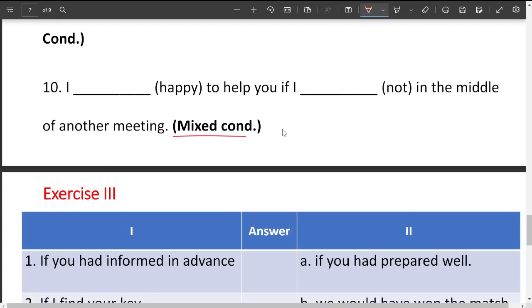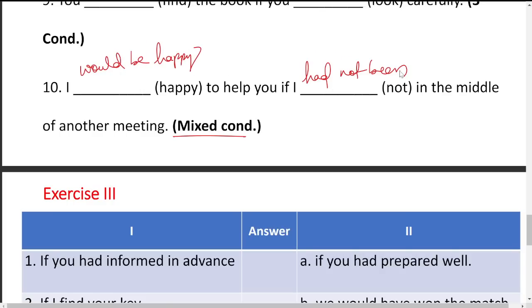Again mixed condition. So what we can use here, which condition can we use here? Let us go with the case of past perfect or simple past. Let us check with this. If I dash in the middle of the other meeting, that means if at all, let us go with if I had not been in the middle of the meeting, then what we can use? I would be happy to help. If I had not been in the middle of the meeting, if at all I was not in the middle of the meeting, I would be happy to help. So we can use the mixed condition of this case.